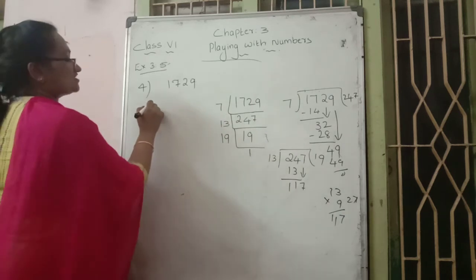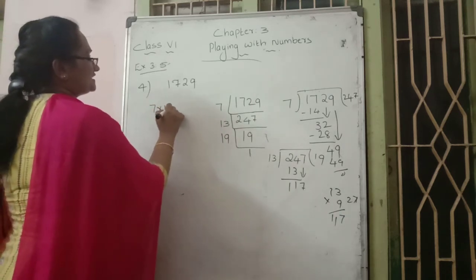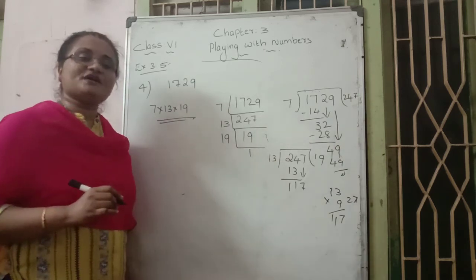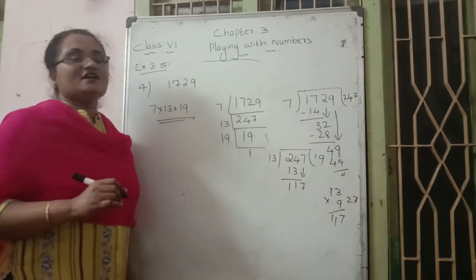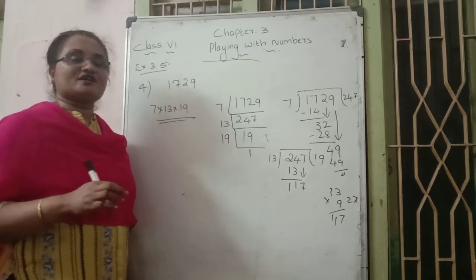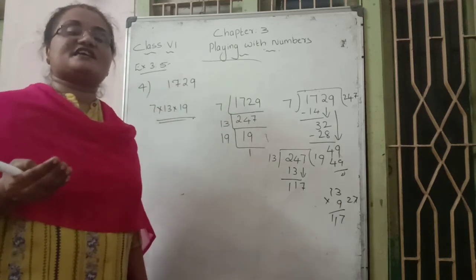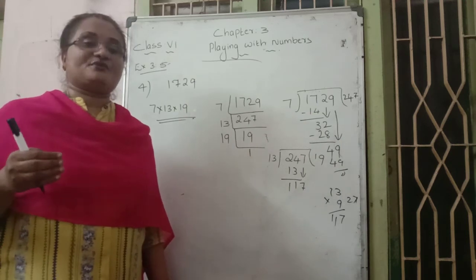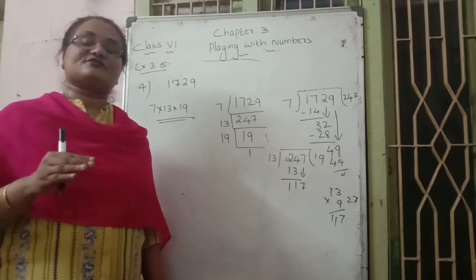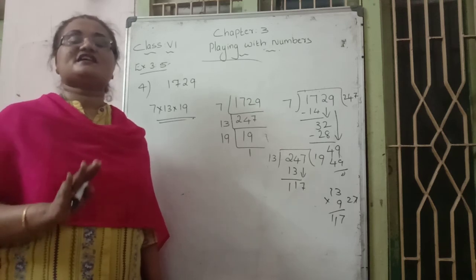So what are the factors? 7 into 13 into 19 is our answer. I hope you can understand this question. In this way we do prime factorization. In the next class we will discuss HCF. HCF means highest common factor. That we will discuss in the next class. Thank you.